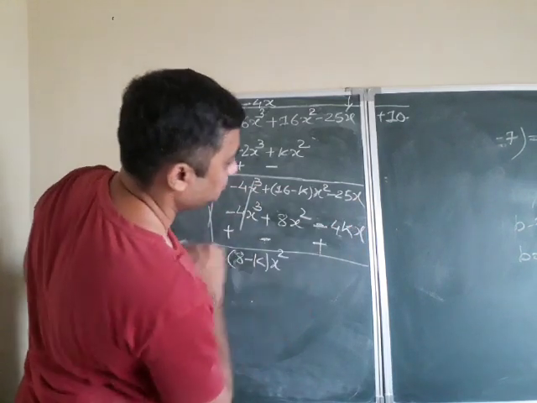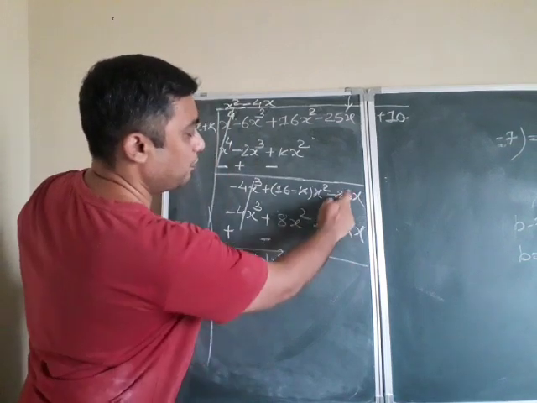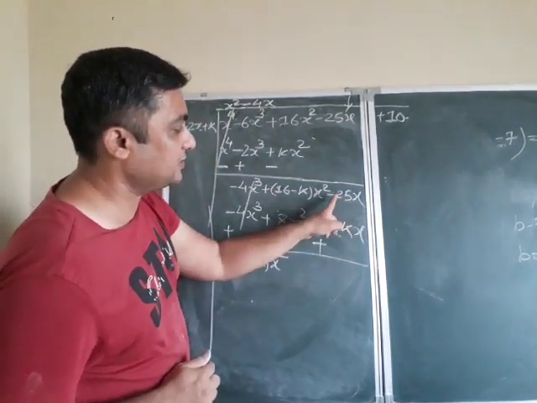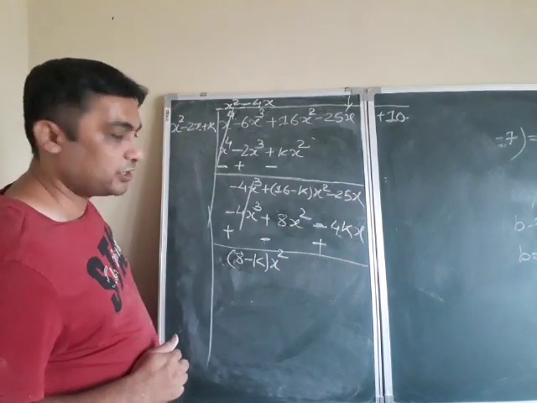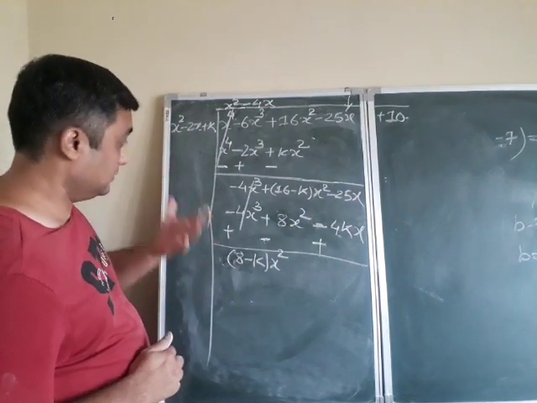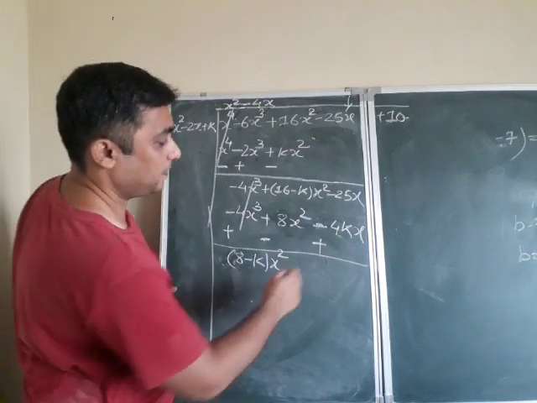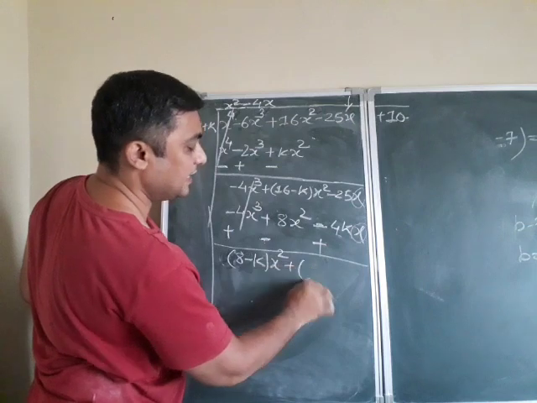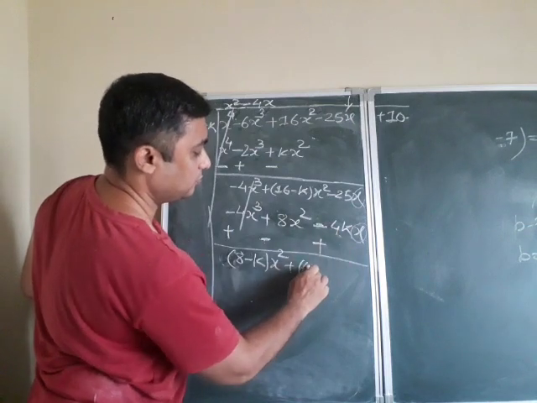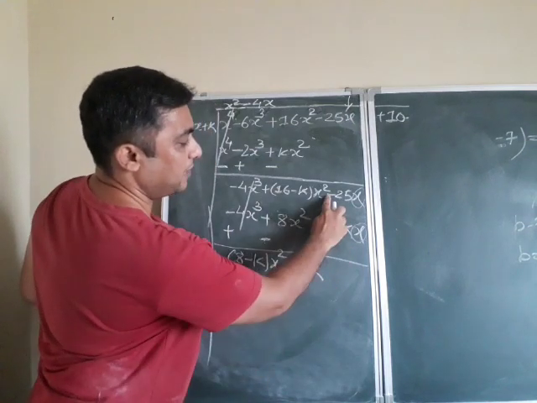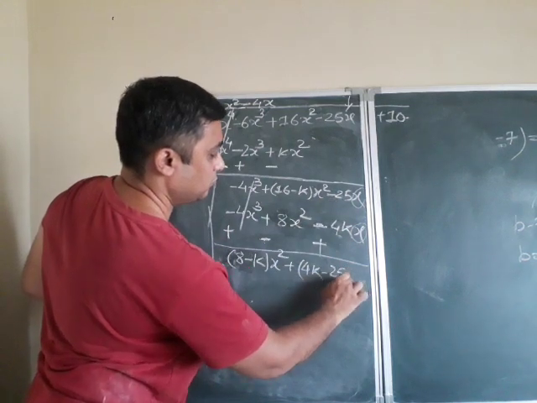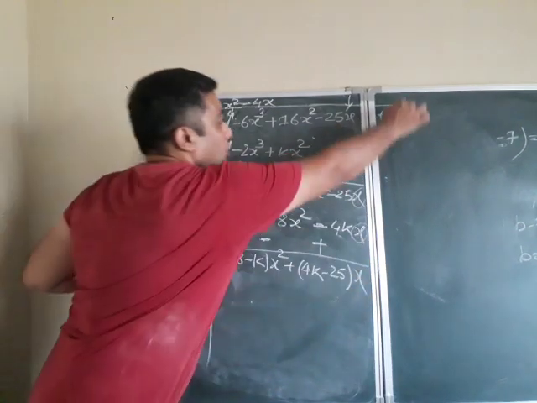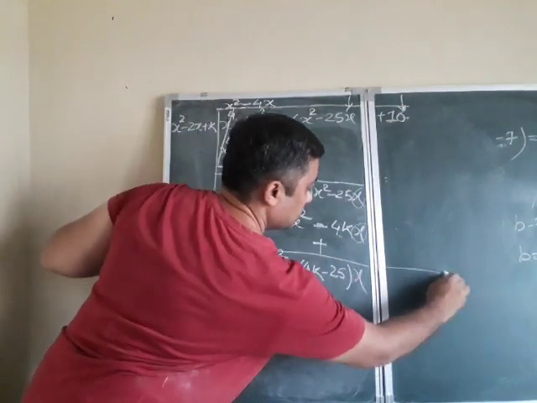Now here, from both these terms, see, this is plus 4kx and this is minus 25x. Okay? So look at here. x is common. So plus, write first, plus 4k and minus 25 and x is common. Okay? And carry forward plus 10.